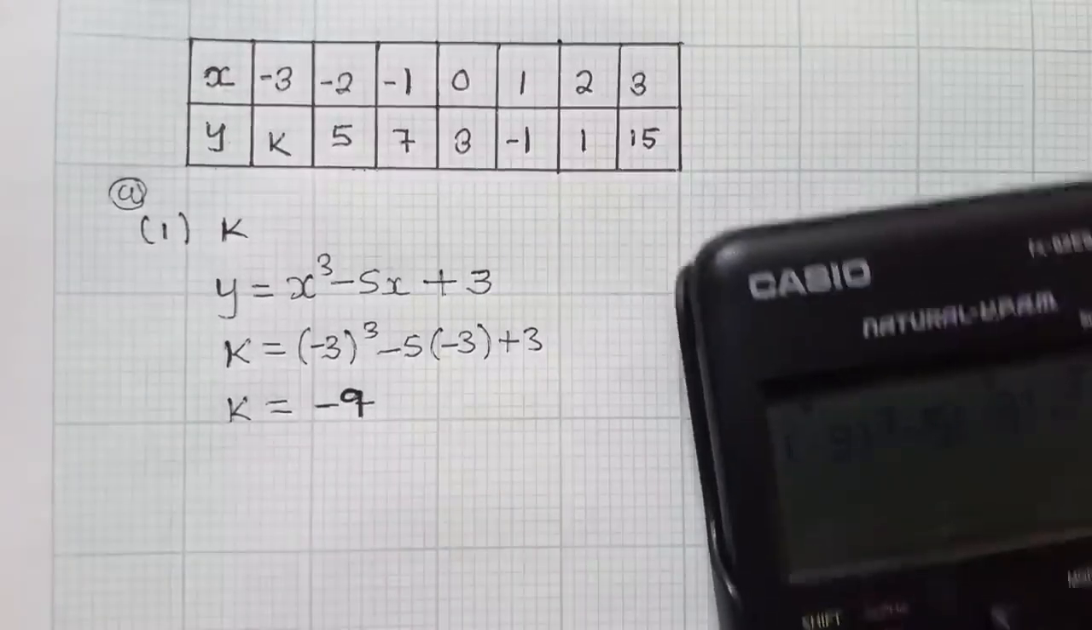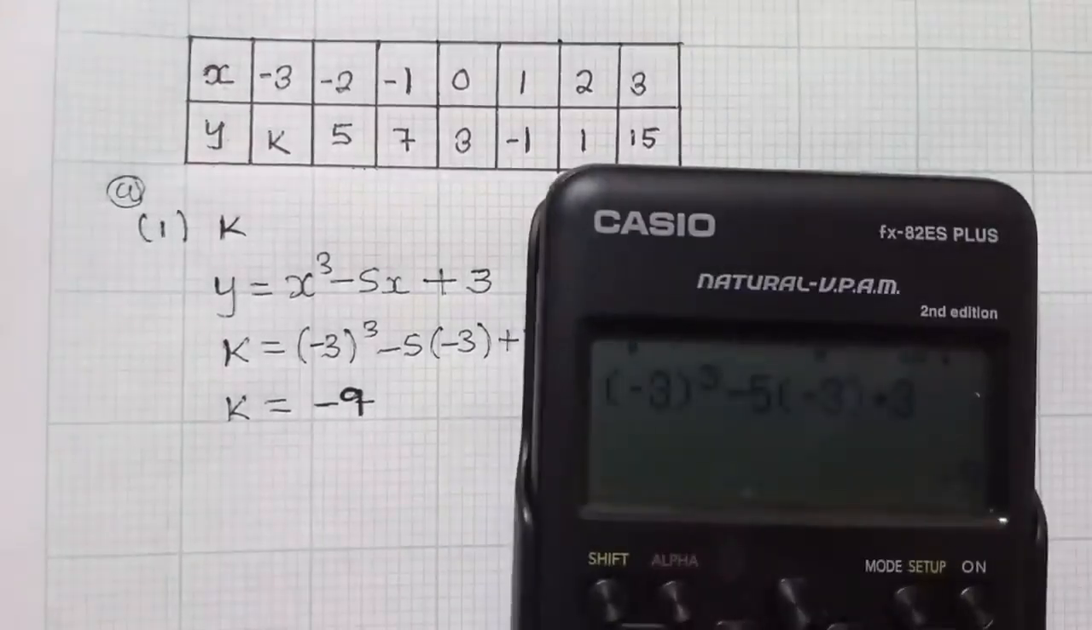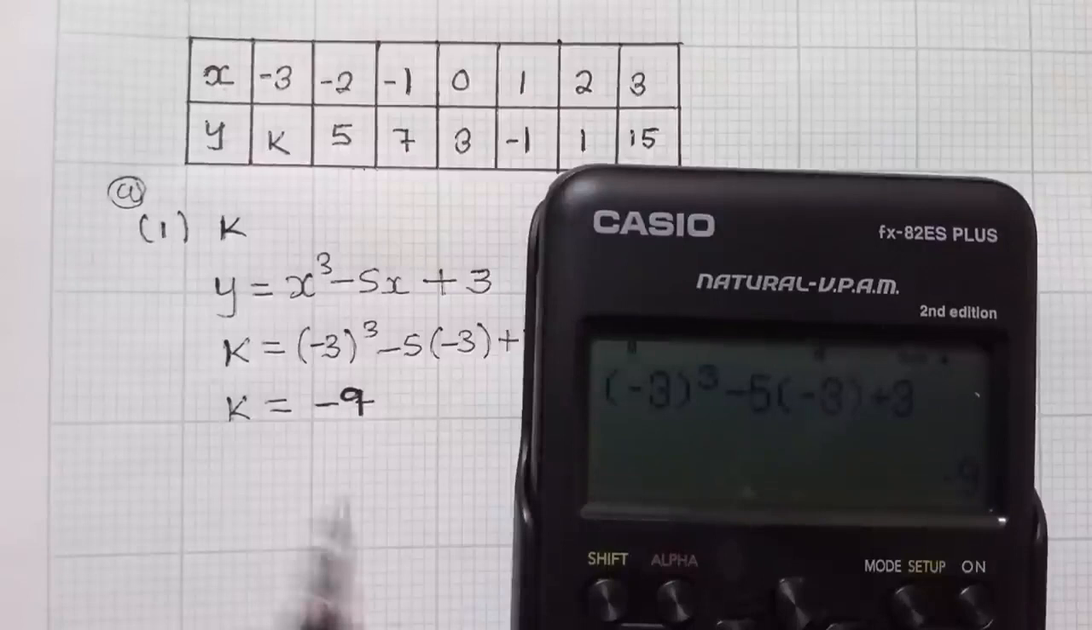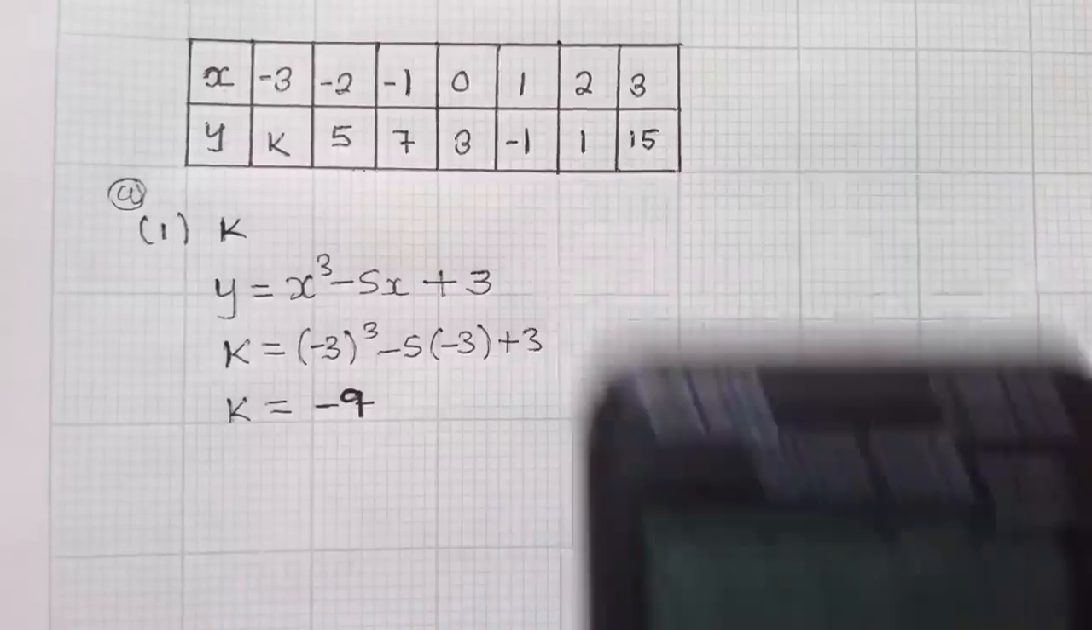I mean, not -7. That's why it's very important to confirm your work. Whenever you're doing your work, try by all means to confirm if what you're doing is right. I've punched on my calculator, and it has given me -9.